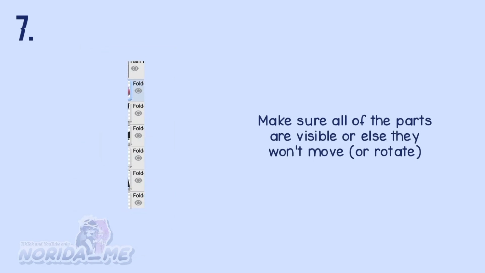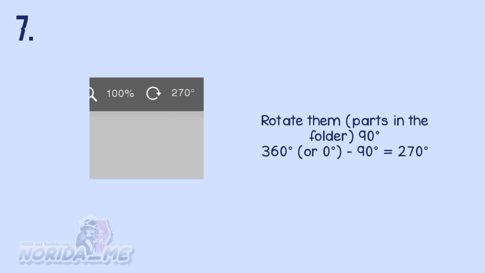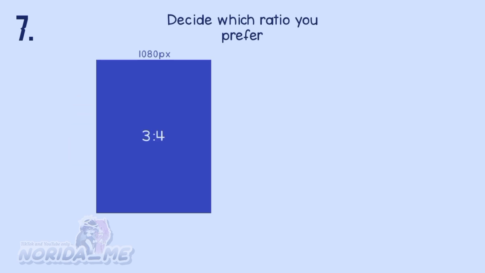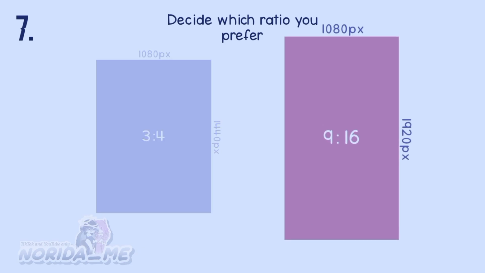Make sure that all of the parts are visible or else they won't move. Rotate them 90 degrees. Then rotate the canvas and change its size to full HD. In 3:4 ratio it is 1080 by 1440. In 9:16 ratio it's 1080 by 1920. I use the second one.